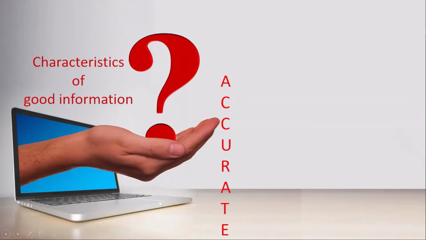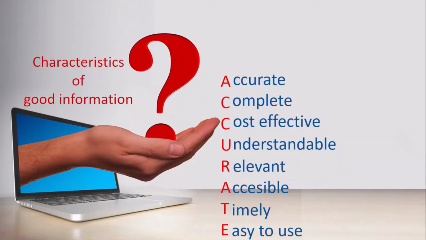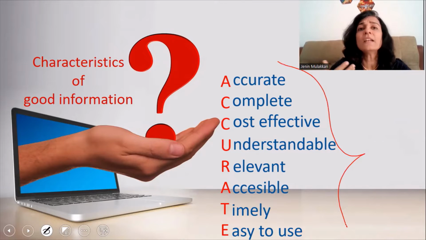Now, whatever information has been gathered should be good information. Only then can we use that information for effective decision making. So let's look into the characteristics of good information. Now, all these points are self-explanatory, except for one point which requires a bit of explanation.